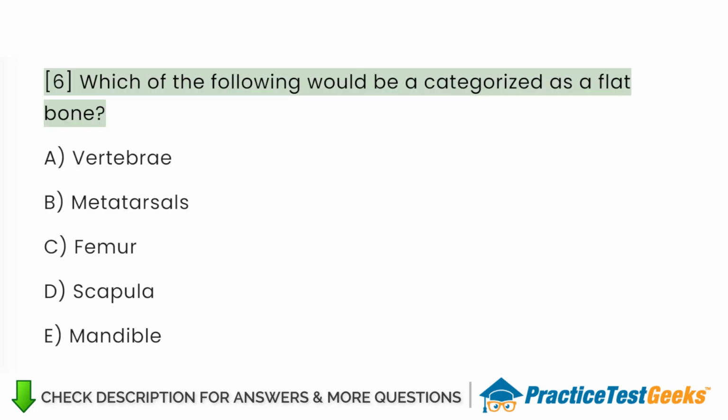Which of the following would be categorized as a flat bone? A. Vertebrae, B. Metatarsals, C. Femur, D. Scapula, E. Mandible.